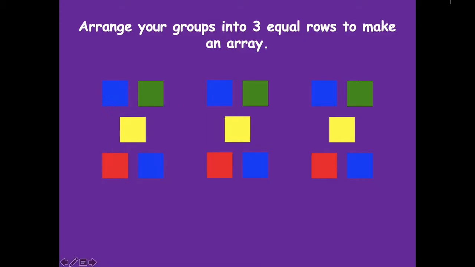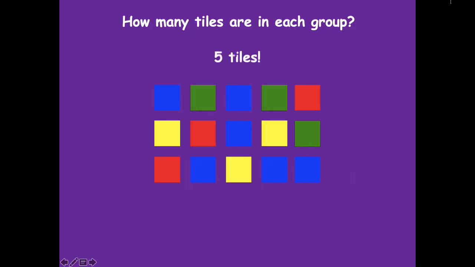All right, friends, pause if you need more time. All right, so here's my array. So I have 3 rows. How many rows do you see? Yeah, there's 3. I kind of gave that one away, didn't I? But yours should have 3 rows as well. How many tiles are in each group? So this time we're going to call a row a group. So how many are in each group? 5 tiles. You got it.